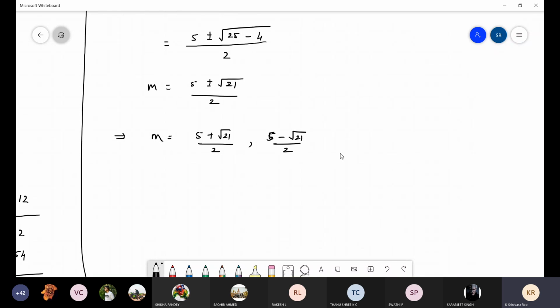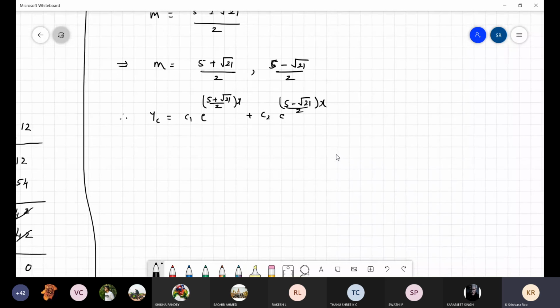Therefore, yc equals, so apply the formula. In this case, it is case 1, real and distinct. Therefore, c1 e power (5 plus root 21) divided by 2 x plus c2 e power (5 minus root 21) divided by 2 x, like this. Okay, since the two roots are real and distinct, so this is the case yc.